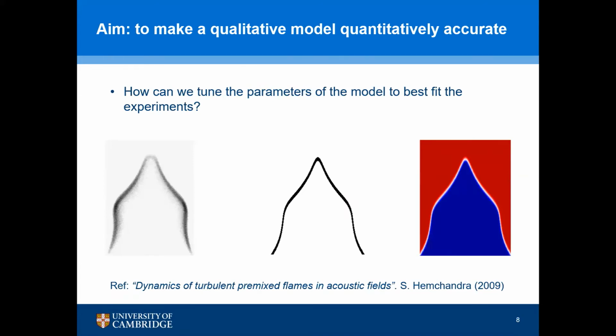Our aim is thus, how can we tune the parameters of the model to best fit the experiments? So from the experiments, we have time series of images of the flame. We can pre-process them to detect the flame edge. And how do we tune our parameters so that we can simulate and forecast this flame in space and time using the G equation? We use a program called LSGen to solve the G equation and iterate it through time. And this was developed by Santosh Hemchandra.